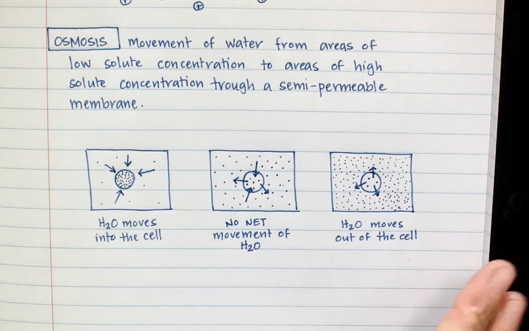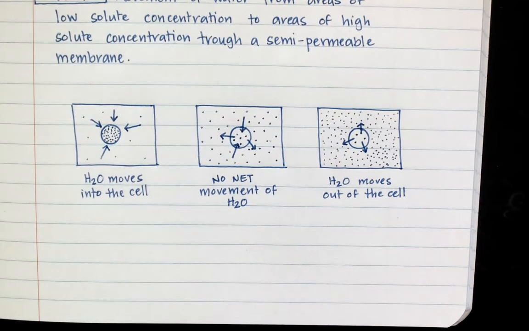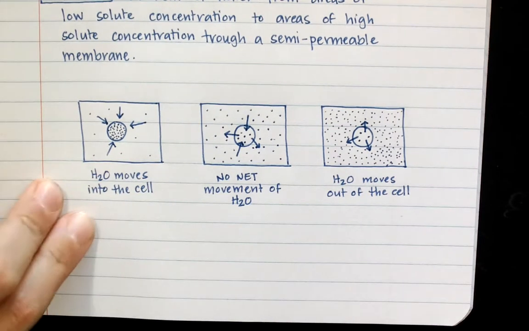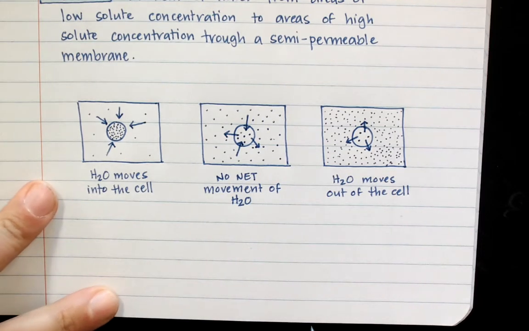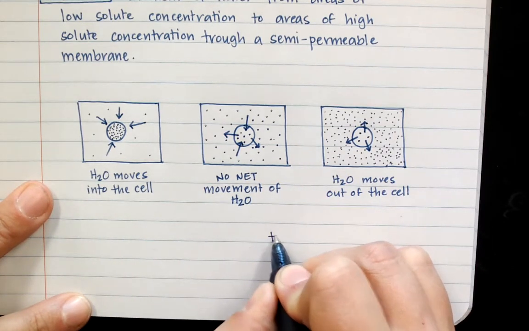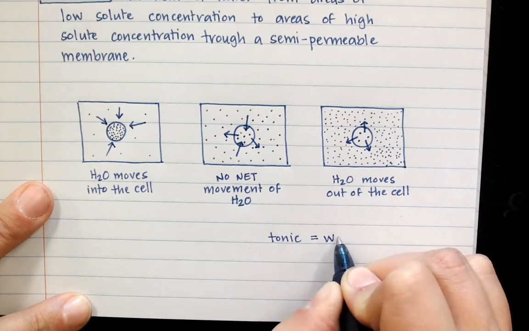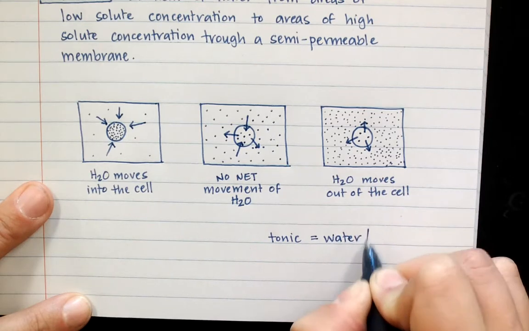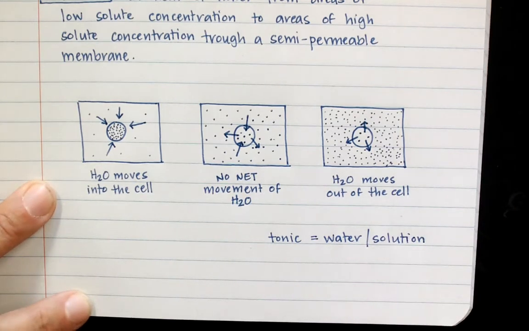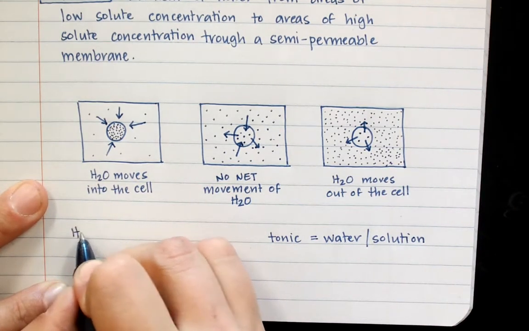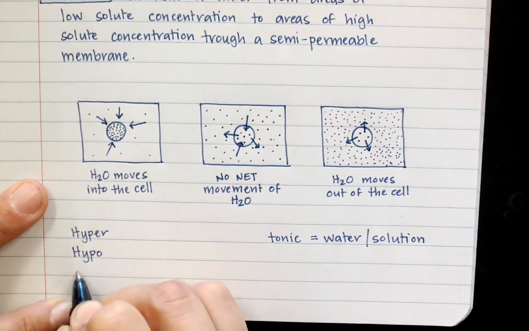There's another bit of vocabulary that you need to know about this, and that comes from the words hyper, hypo, and iso. So have you heard of tonic water before? So tonic can refer to the water or the solution. And then we've got some prefixes. We've got hyper, hypo, and iso.